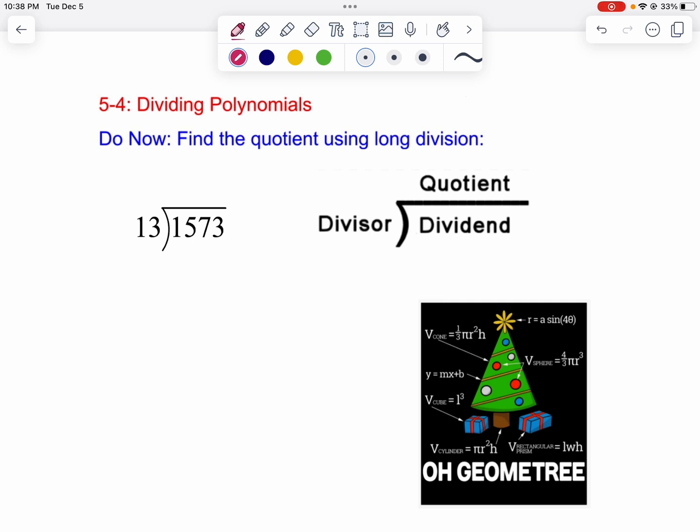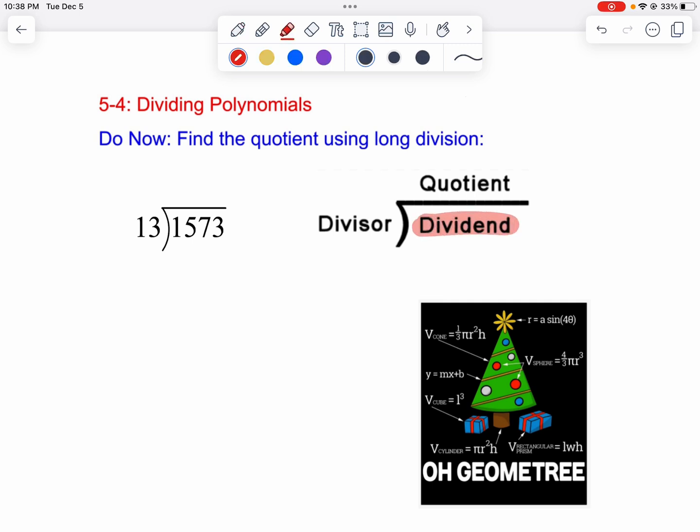So here we have on this screen an actual long division question of just regular numbers. We're going to talk about that process and algorithm, and then we are going to apply it later on to polynomials. Just some vocabulary for us to keep in mind.